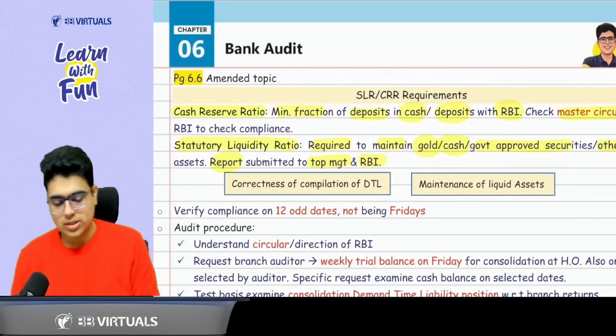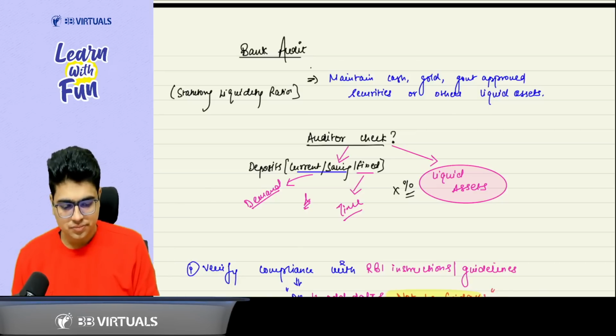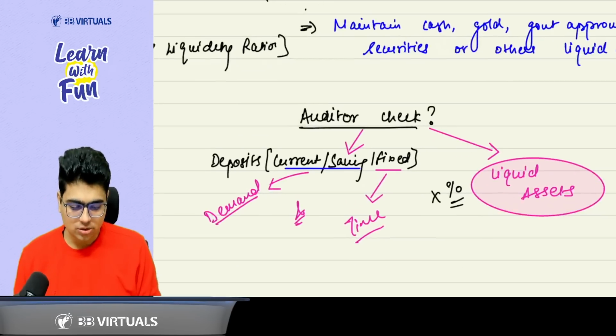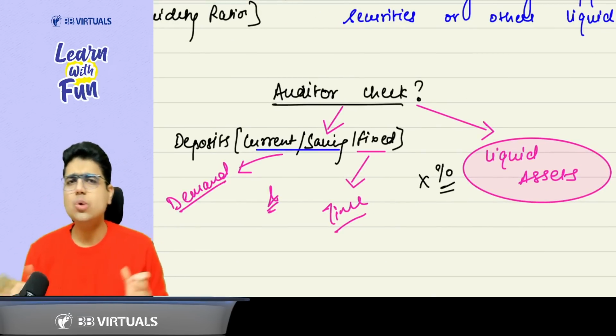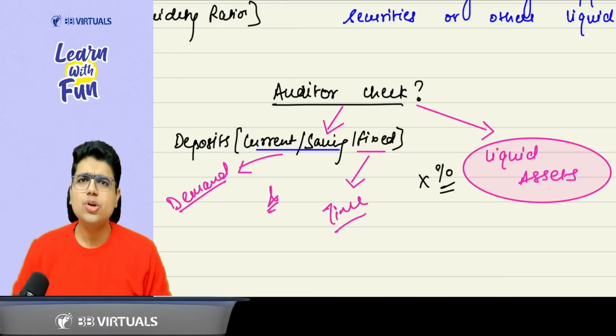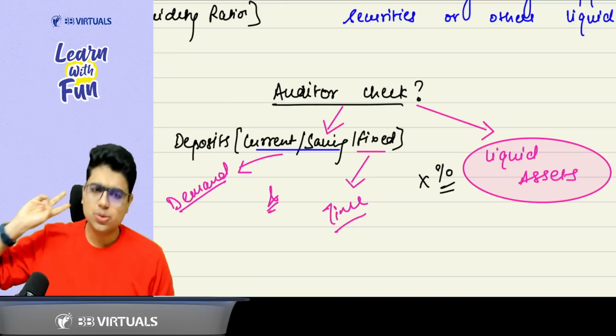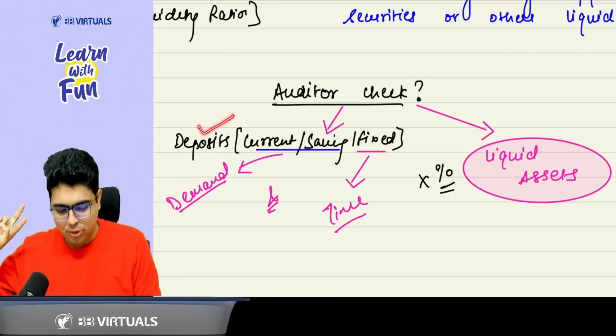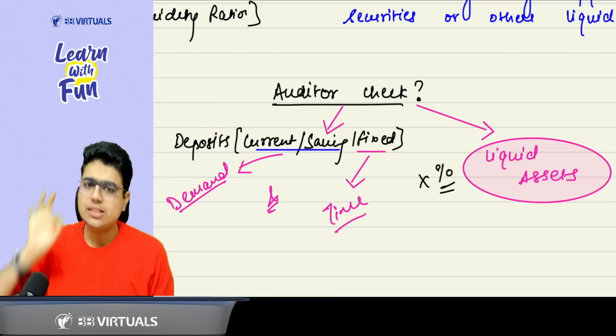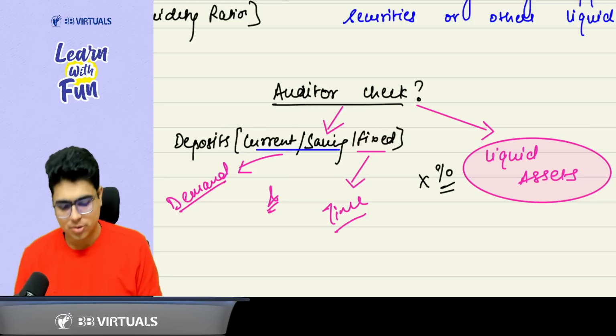So now, how do things work? Everyone focus here. This part we have already covered. Now, as an auditor, what do I need to check? You just need to check two things. First of all, the deposits liability. Deposits liability means there are three types of deposits: current account, saving account, fixed deposits.